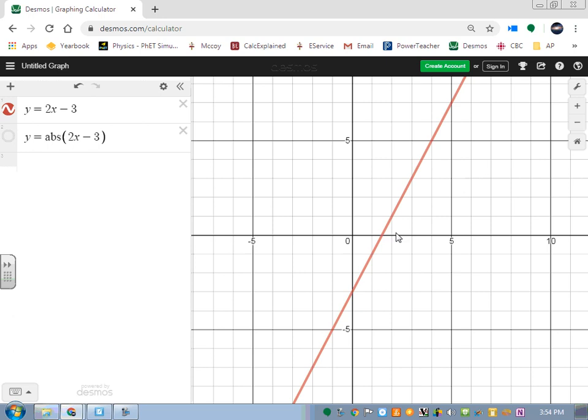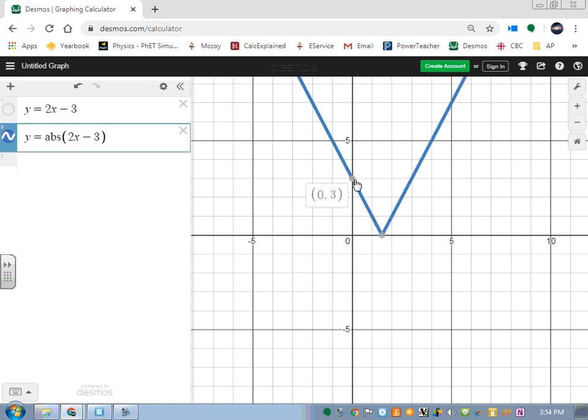And so in order to deal with that, to talk about this weird V shape, we actually have to describe this as two separate functions. And we're going to do that in example 1. So keep watching.